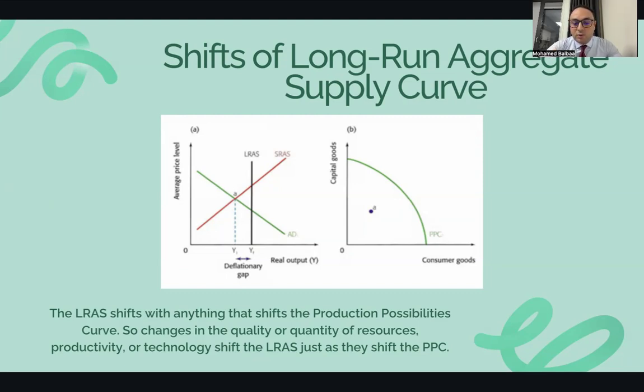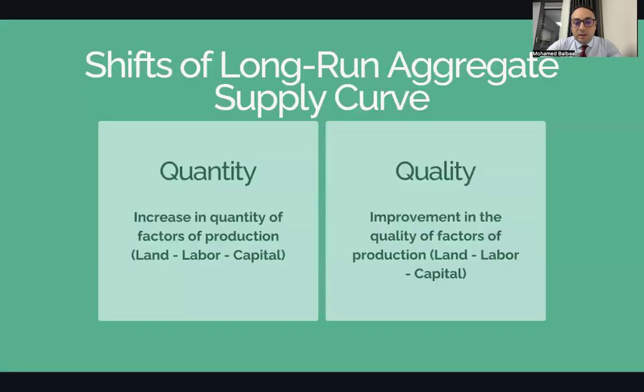We studied in microeconomics how we can shift this production possibilities curve, which means we can produce more of both goods by increasing the quality and quantity of our resources, or increasing their productivity and innovating new technologies. The same also applies to the long run aggregate supply curve.